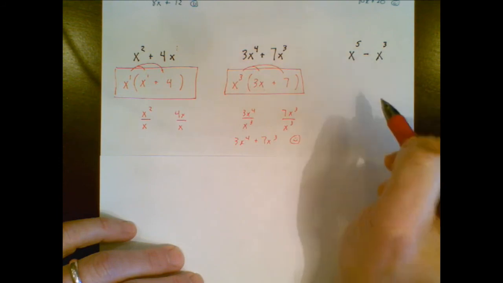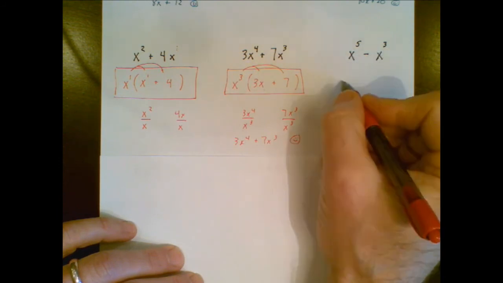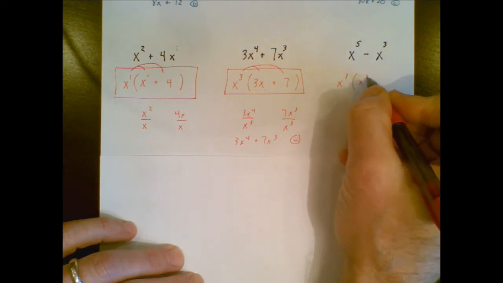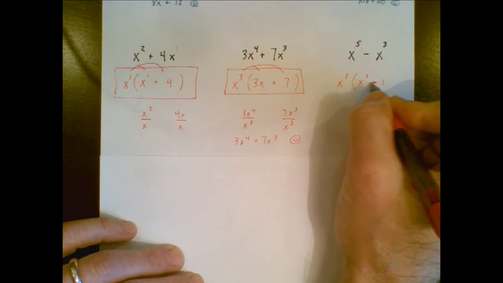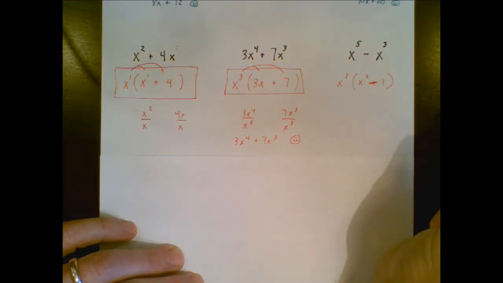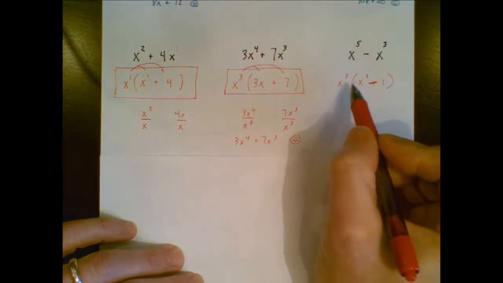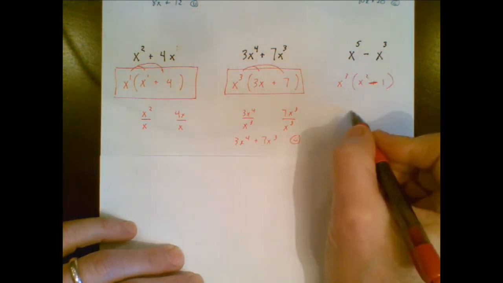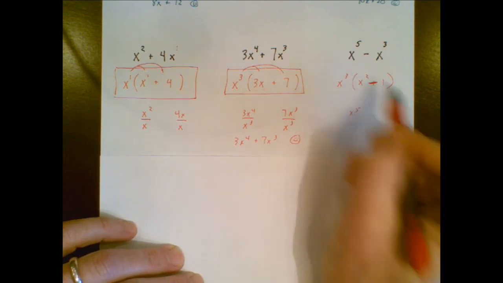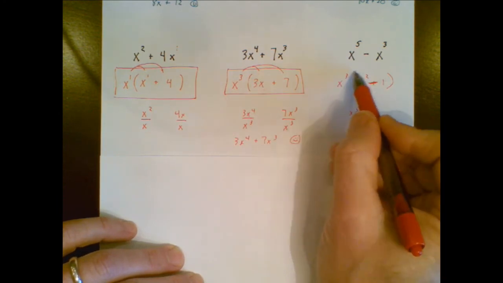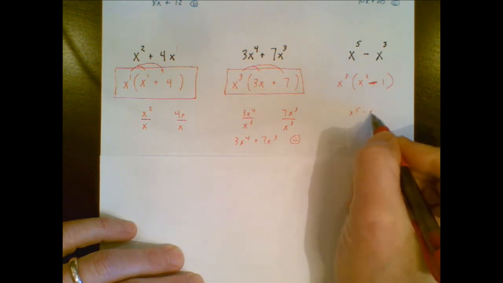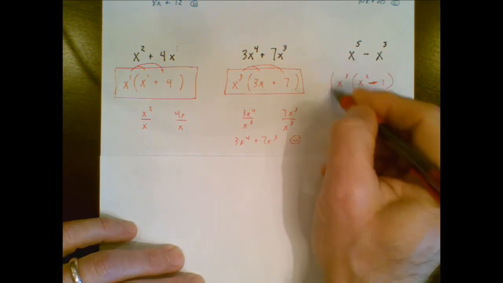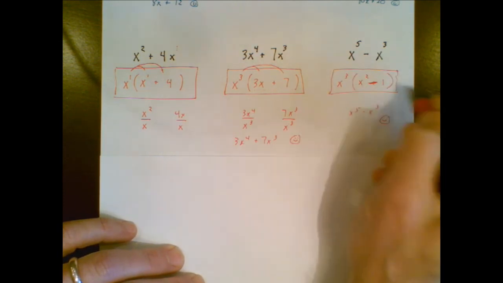I take a look at this one. I have x's in both terms, so I choose the smallest exponent. And, oops, that's supposed to be a minus 1. Okay, and how do I know this is true? If I multiply this times this, I get x to the 5th, because when I multiply, I add exponents. When I multiply this times this, I get that. So that makes me happy. That tells me that this is a correct factored form.